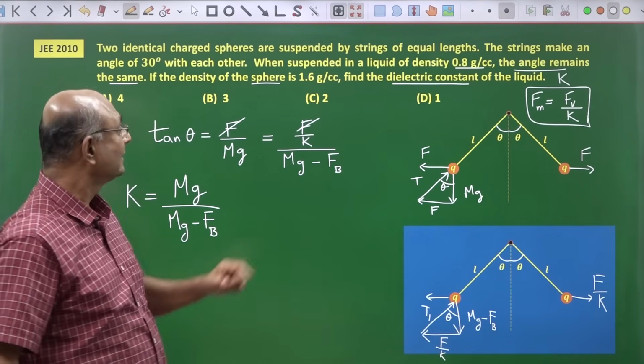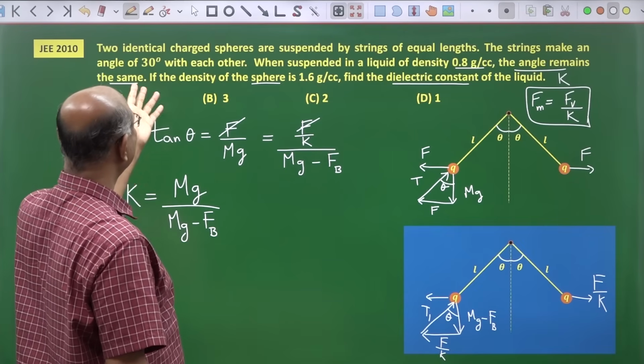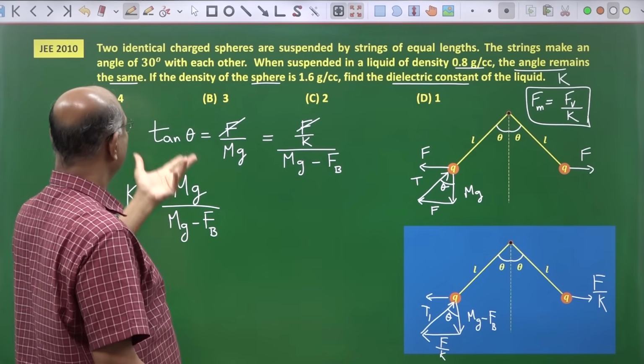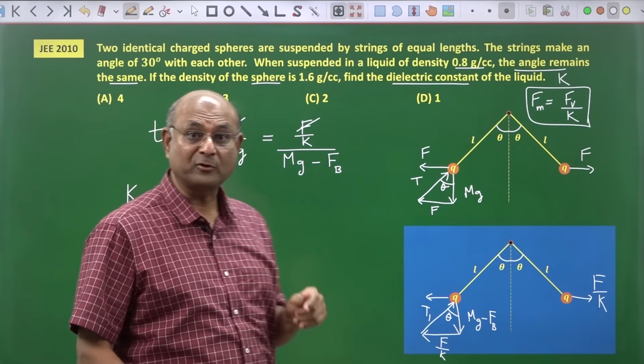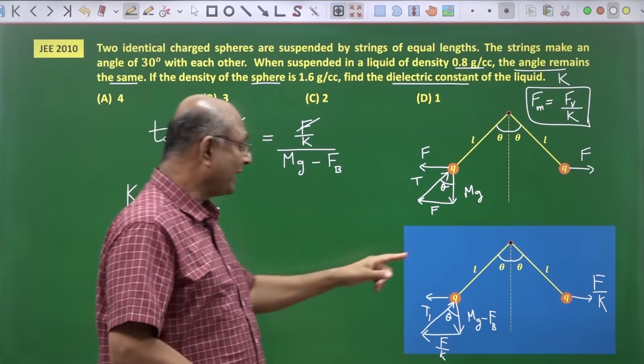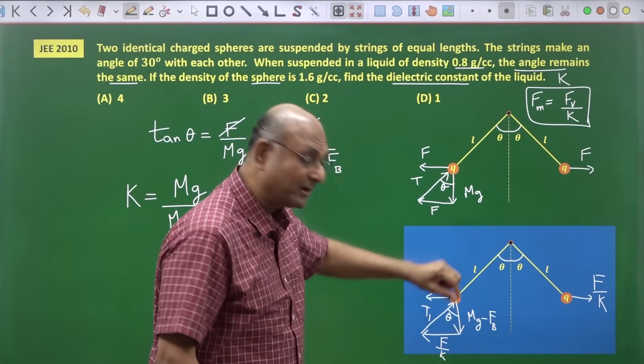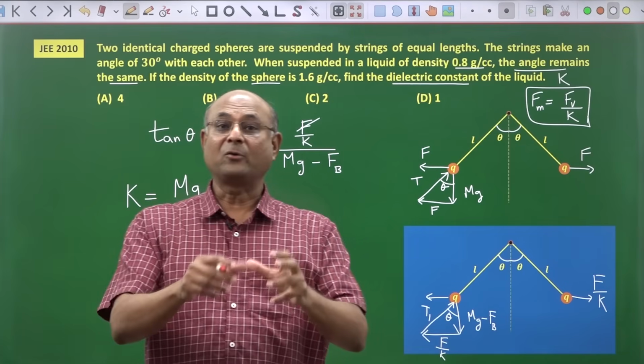You've got the answer. Dielectric constant, this is the answer. But wait. Mass of the spheres is not given. Fb, what is buoyant force? Not given. Those are the things to find. What is buoyant force? Buoyant force will be the density of the liquid into the volume, the weight of the liquid displaced.